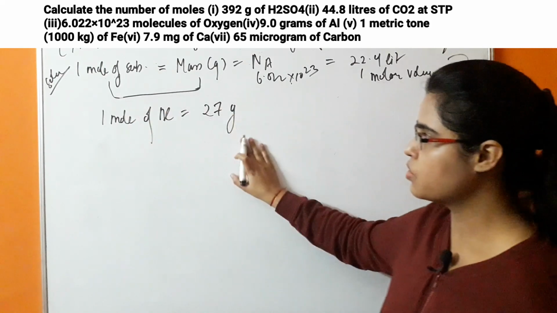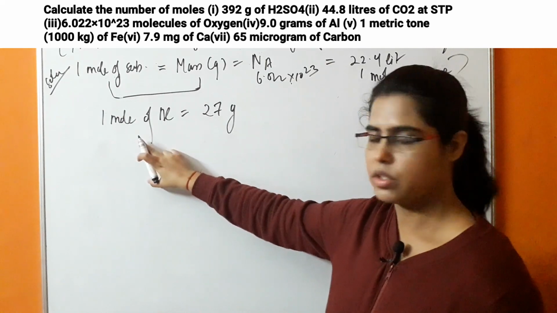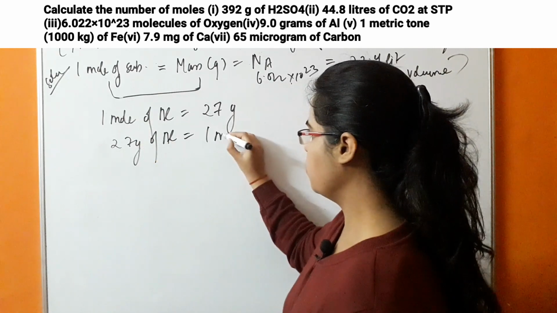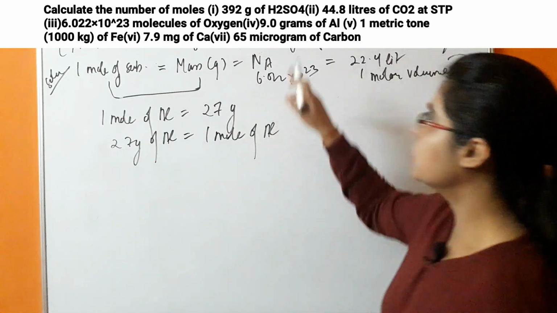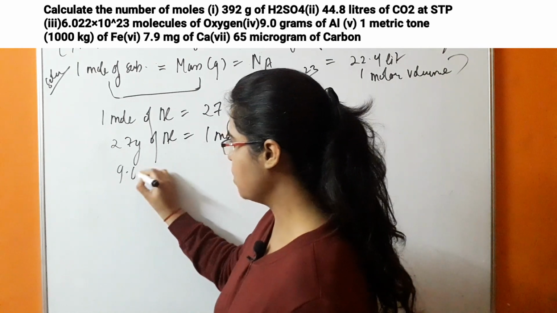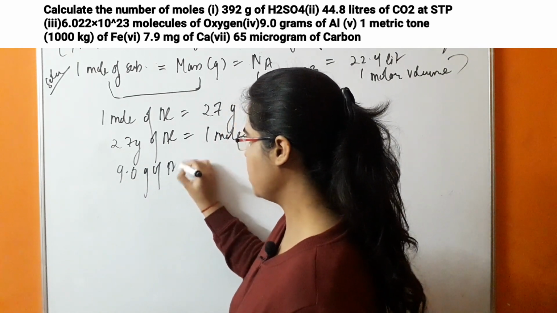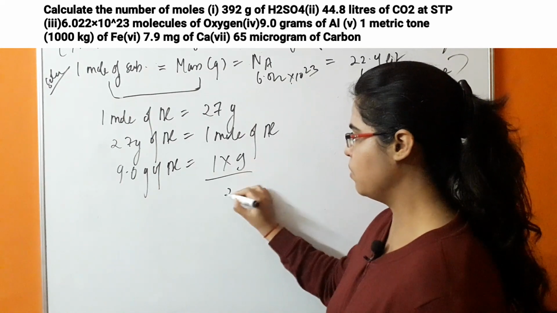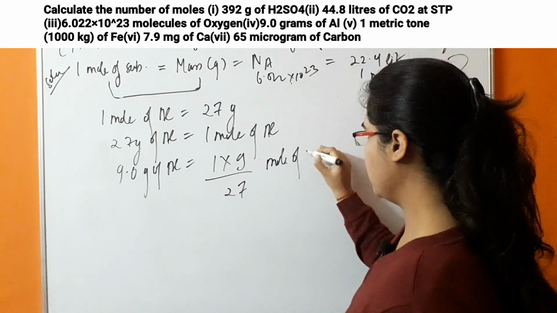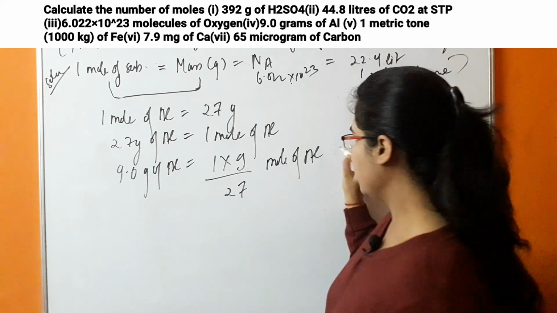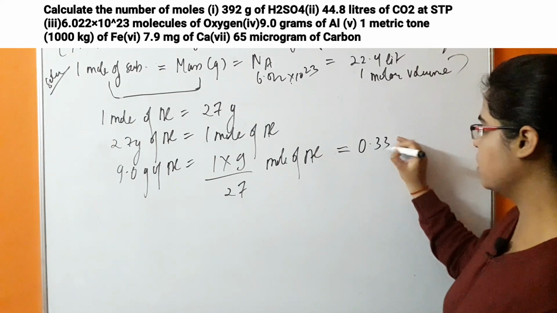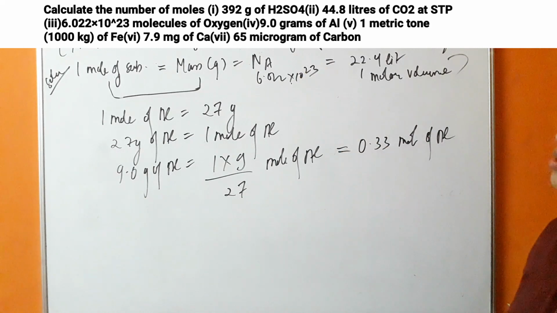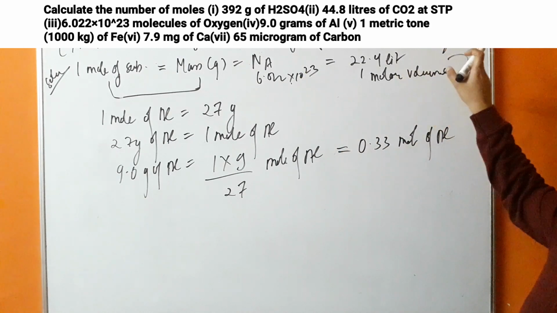We have to reverse the relationship because in this case we have to find out the mole. So 27 gram of aluminium is equal to 1 mole of aluminium. We have to find out the mole in 9.0 gram of aluminium. The unitary method will be applied: 1 into 9 divided by 27 mole of aluminium, which after calculation is about 0.33 mole of aluminium.